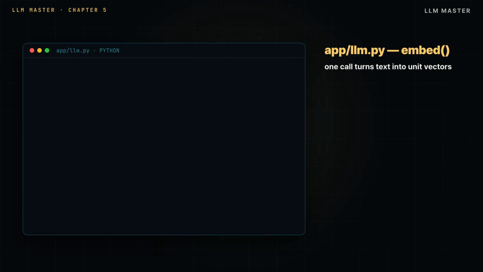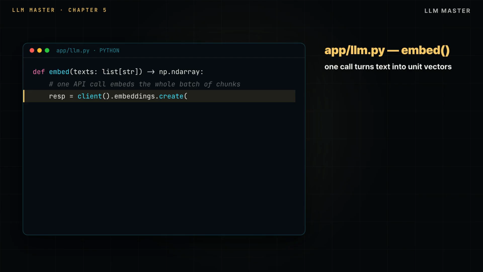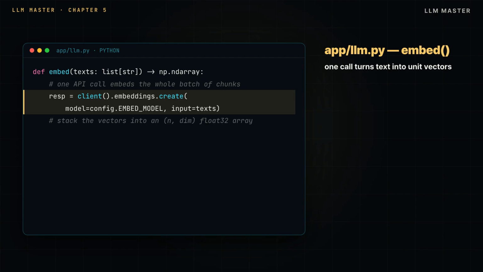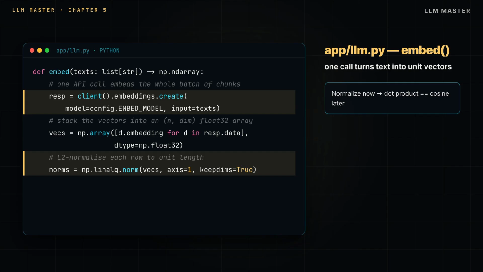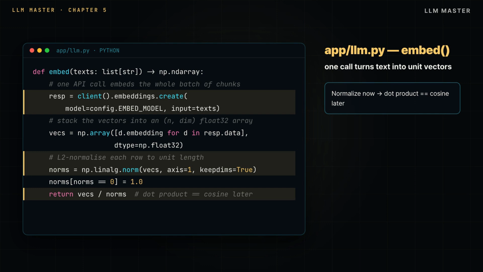Here's the whole embedding step in one function. We send our chunks to the embedding model in a single call, and it hands back one vector per chunk. We stack those into a NumPy float32 array. Then comes the important move. We normalize each row to unit length. That's a small trick with a big payoff. Once every vector has length 1, measuring similarity later is just a plain dot product. No extra math, no division. Normalize now, and cosine similarity becomes a single multiply and add.